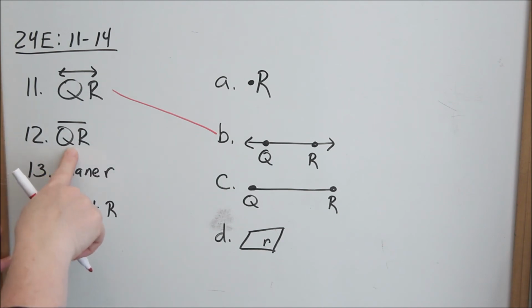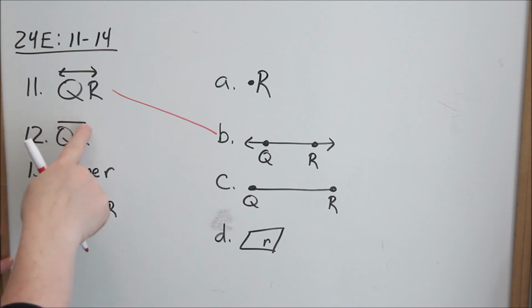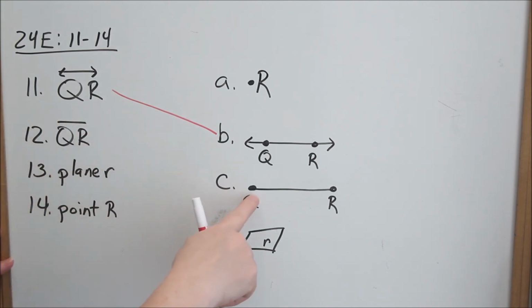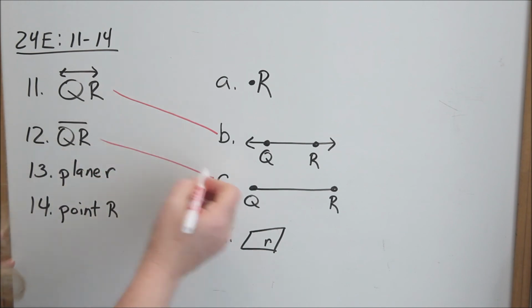Then this one, QR, this symbol means line segment. It has a starting and a stopping point. It is part of a line. So here, this is a line segment. Starting point, stopping point. So it doesn't go on forever.